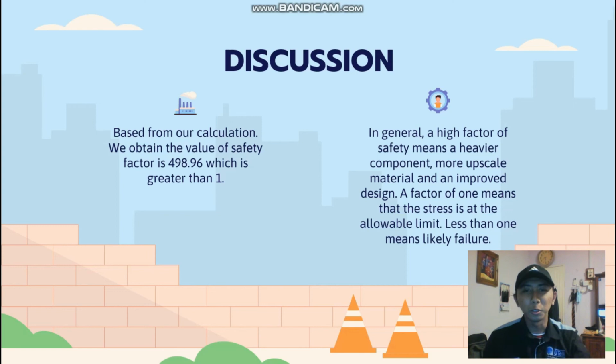We continue to the next slide, which is about discussion. Based on our calculation, we obtained a safety factor value of 498.96, which is greater than 1. In general, a high factor of safety means a heavier component, more upscale material, and improved design. A factor of 1 means that the stress is at the allowable limit, while less than 1 means likely failure.